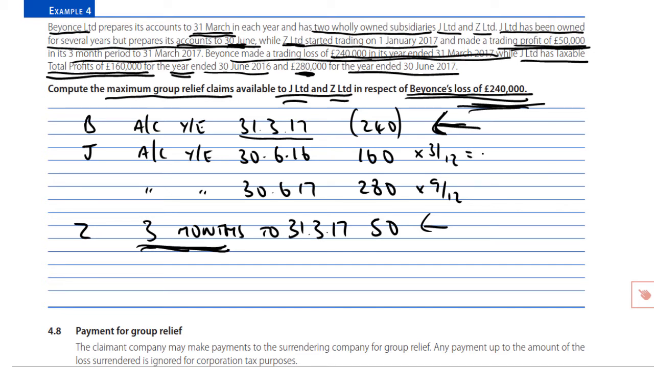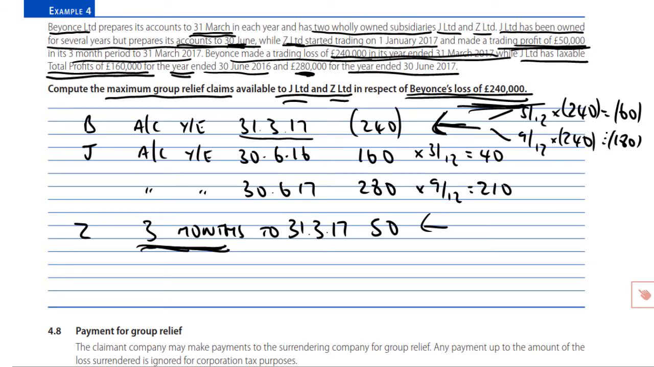That therefore would give us respectively £40,000 and £210,000. What can that be matched with? Well, the respective 3 months and 9 months worth of the loss of 240. So 3 months worth of the loss of 240, that was a loss, better bracket that so we're sure, that would be 60,000, 9 months would be 180,000 there.